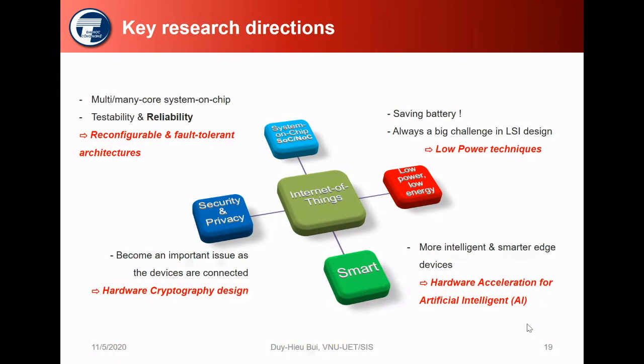For security and privacy, we are currently focused on hardware cryptography design, not only for traditional algorithms, for example, AES, but also the new lightweight cryptography, for example, the candidates for the second round of the NIST competition for lightweight cryptography. And we think that IoT sensor nodes also need AI, and so we also focus on hardware acceleration for artificial intelligence.